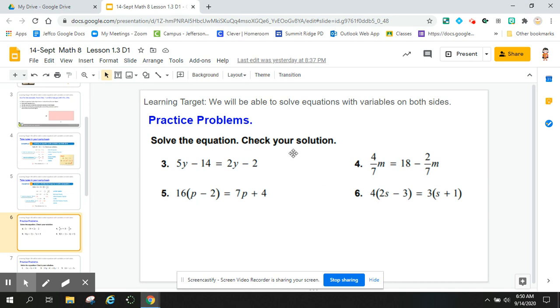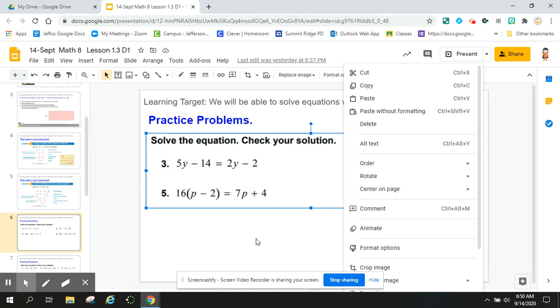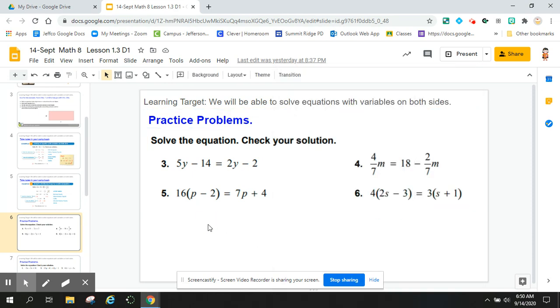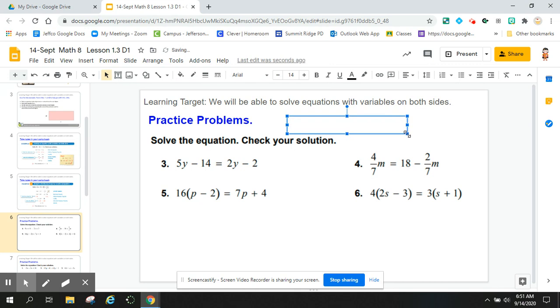Now, when you check your solutions, I only want you to check your solution for number 3. I'll fix that so you guys have that. So it's just number 3. Check your solution for number 3. Okay. Just to give you guys a chance to check your solutions.